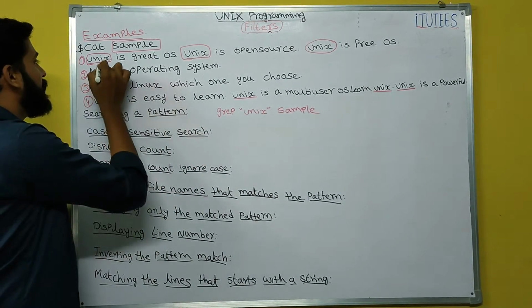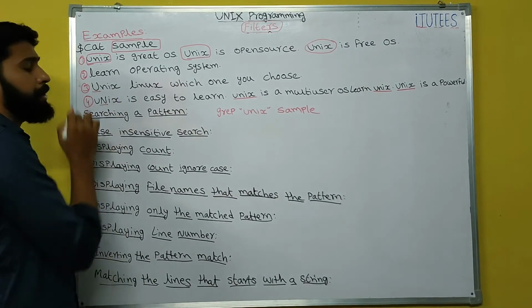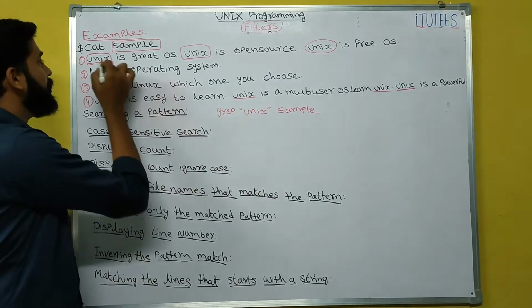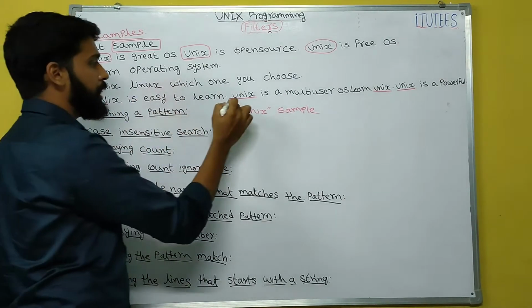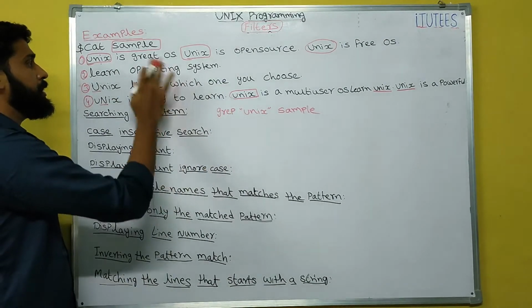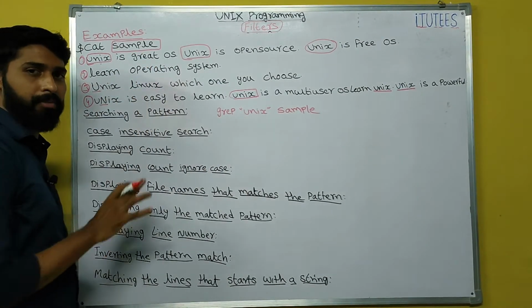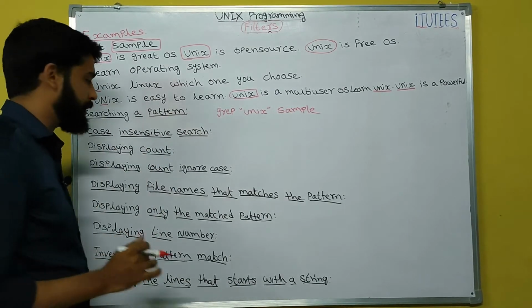It prints the first line and fourth line. The third line means it is the capital U. The first line has the Unix pattern, a match with the Unix pattern. In the fourth line also the Unix is matched with the pattern. So it prints 1 and 4 lines. We can see the exact output when we execute these commands.